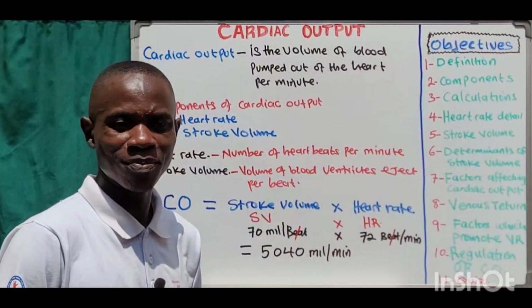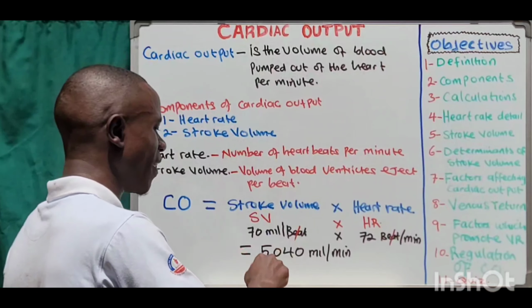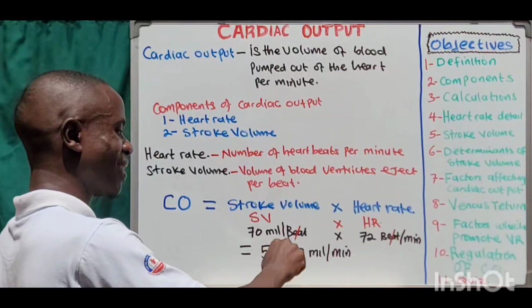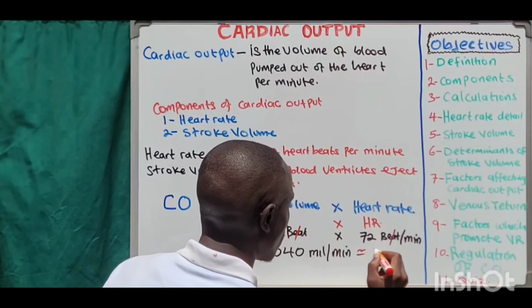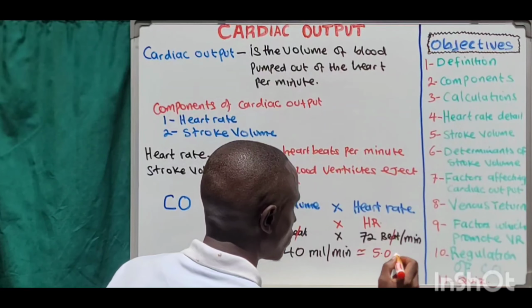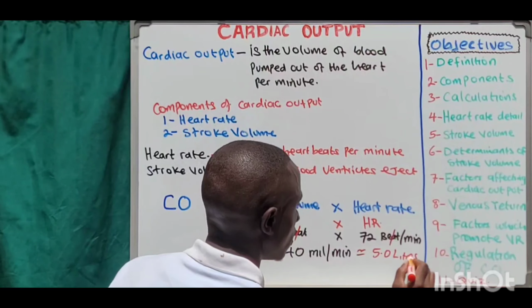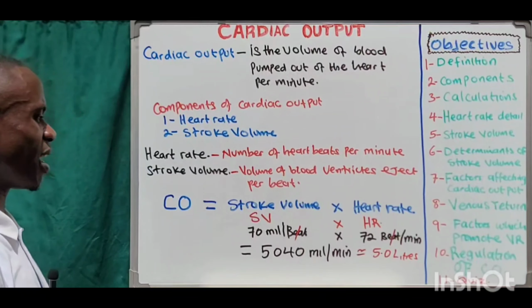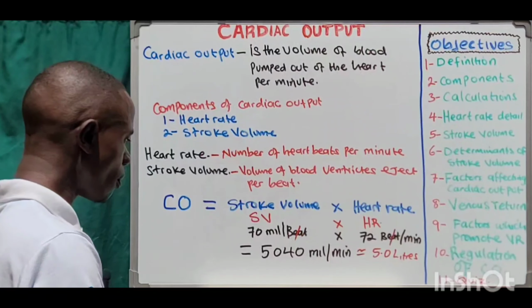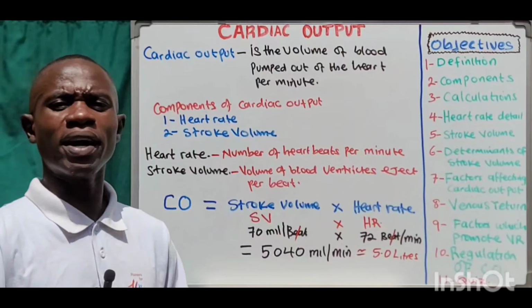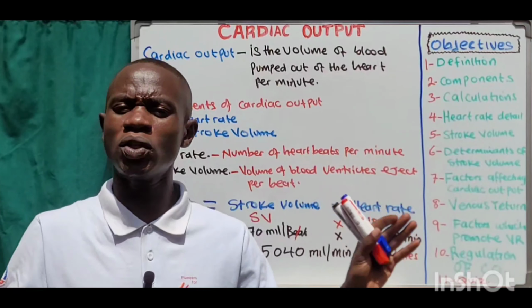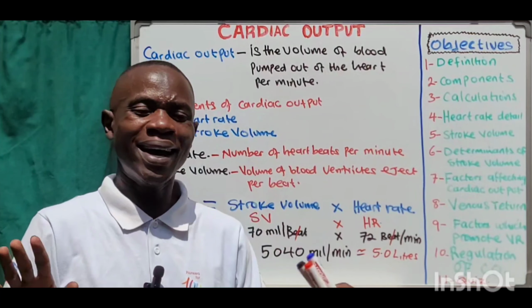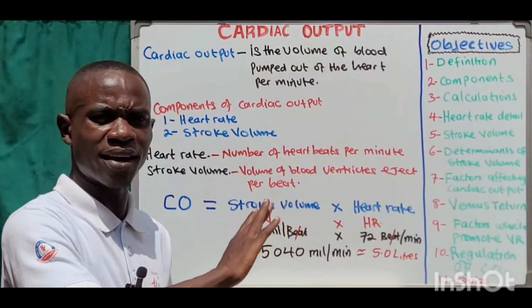It is such a beautiful thing. Now, if I convert the milliliters into liters, this is approximately 5 liters. This is for a normal person who is at rest, who is chilling, eating a piece of chicken. He has no problem. This is the average cardiac output.